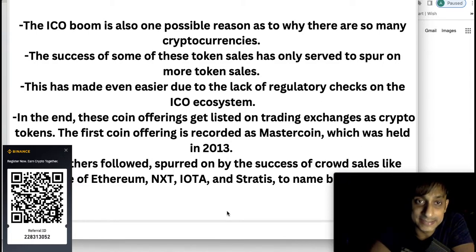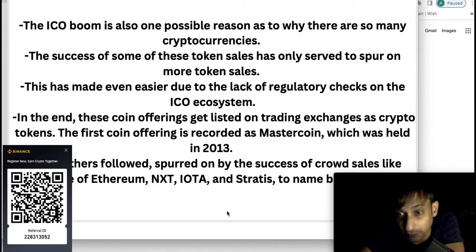Now, the other reason why there are so many cryptocurrencies is the ICO boom. The success of some of these token sales has only served to spur on more token sales. So ICO is the initial coin offering.